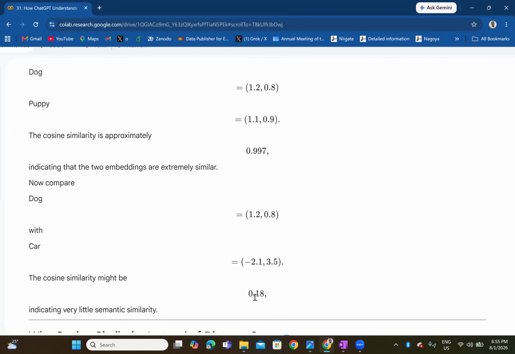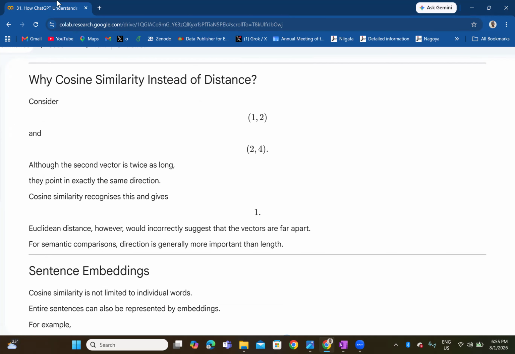Now, why do we use cosine similarity instead of distance? Consider (1, 2) and (2, 4). Although the second vector is twice as long, they point in exactly the same direction. So cosine similarity recognizes this and gives a value of 1. But Euclidean distance would incorrectly suggest that the vectors are far apart, because you have to compute the square root of (2 minus 1) squared plus (4 minus 2) squared, and you get a bigger number, whereas cosine similarity has told us that they're in the same direction. So for semantic comparison, direction is generally more important than length. Direction over length.